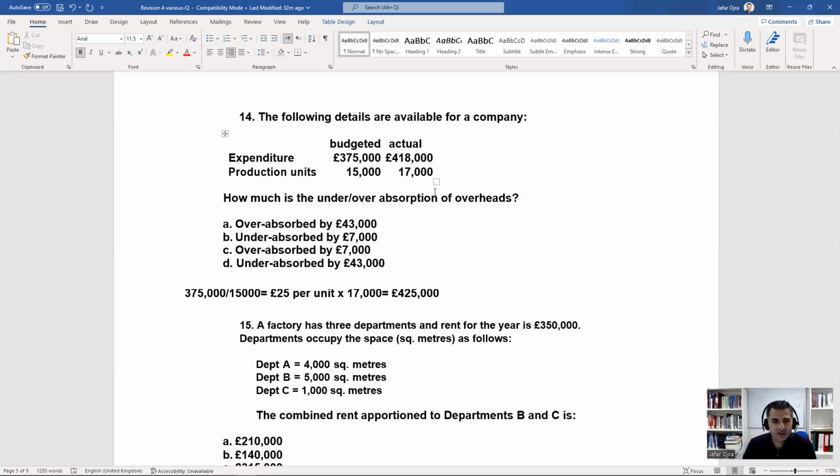So the question is, is it over or under absorbed? Now think about it. 425 and now 418. Did we add or did we deduct? We deducted. From 425, we deducted 7,000. If we deduct, that means you are over absorbed. So the answer is C.